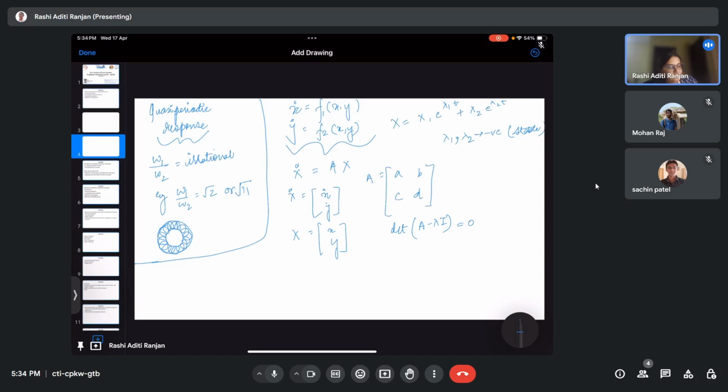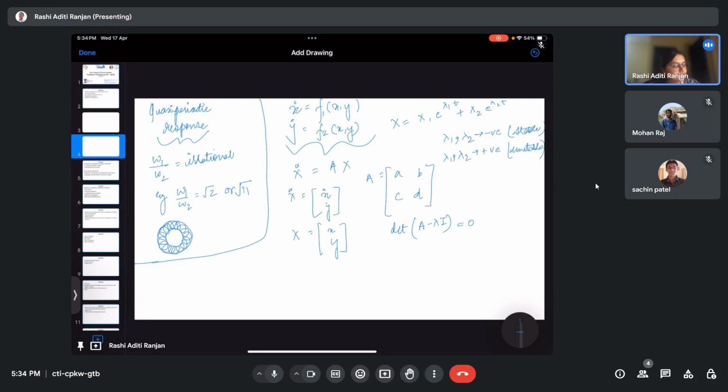Okay. Then after that, if lambda 1 and lambda 2 are both positive, then my system is unstable. Because if you see, with time, as time goes to infinity, my system is going to go to infinity. So definitely it is not stable, it is unstable, right?